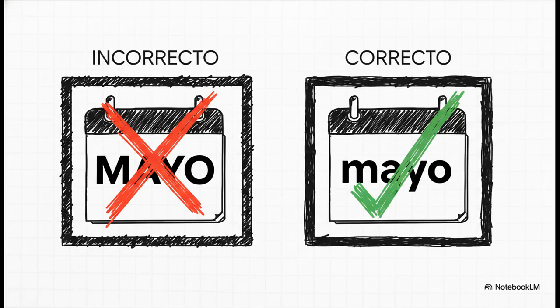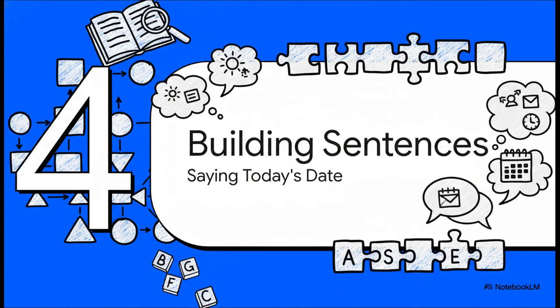Okay, now for a rule that trips up so many English speakers, so pay close attention. Months are not capitalized in Spanish. I know, it feels a little weird at first, but unless a month is the very first word in a sentence, it's always lowercase. It's a small detail, but it's one of those things that makes you sound much more natural. We have the formula, we have the vocabulary, so let's put it all together now and start building some complete, natural-sounding sentences for saying today's date.